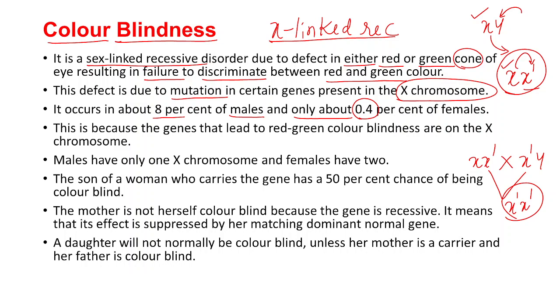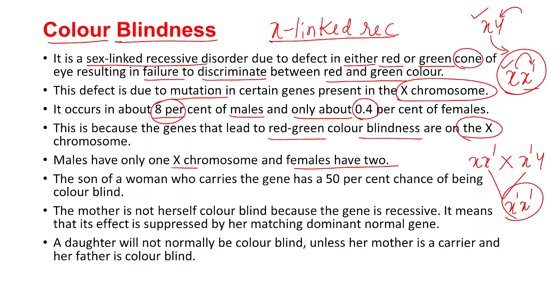Clear? That is why the possibility of having the infection in the males is 8%, but in the females it is around just 0.4%. That is extremely rare. It is because the genes that lead to red-green color blindness are on the X chromosome. Males have only one X chromosome. The same thing whatever I have explained is given in points. See here, why is it more in males? Because males have only one X chromosome and females have two.